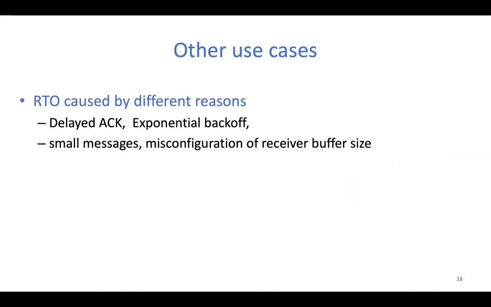We also use DETER in many other case studies, and we find many different reasons for causing retransmission timeout, such as delayed ACK, exponential backoff, and sometimes small messages or misconfiguration of the receiver buffer size. There are various reasons for causing the retransmission timeout. And only with a code-level understanding of the problem can we understand the root cause.